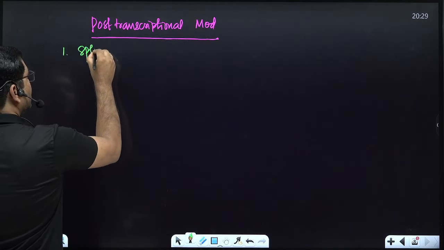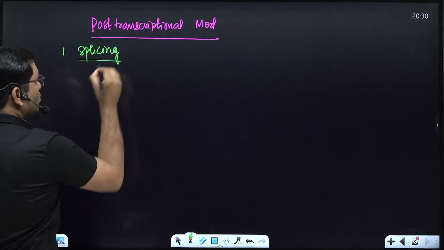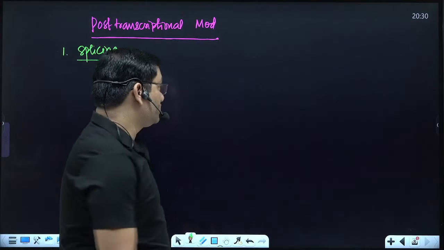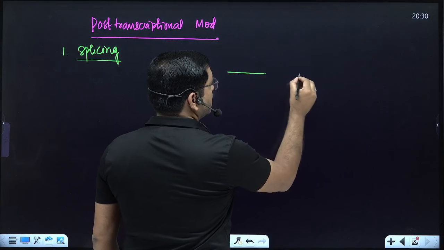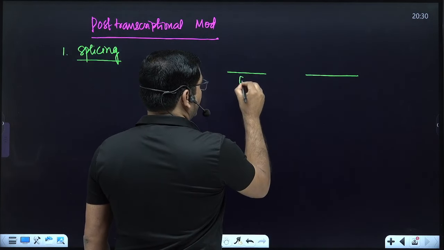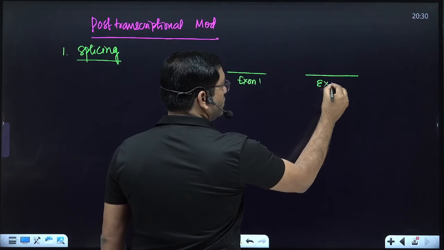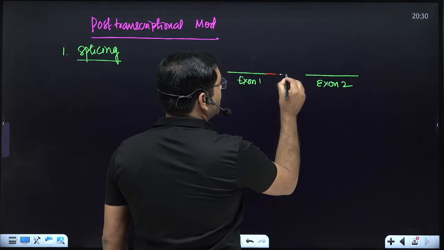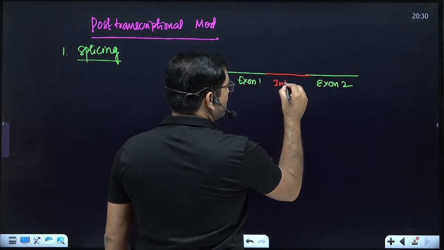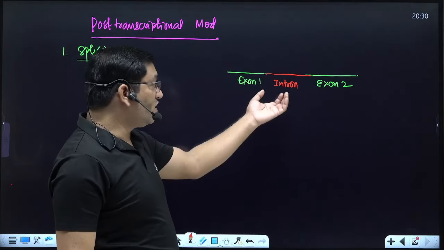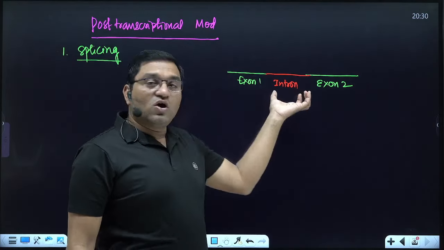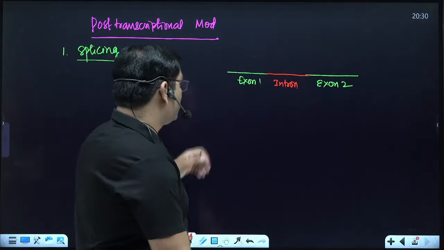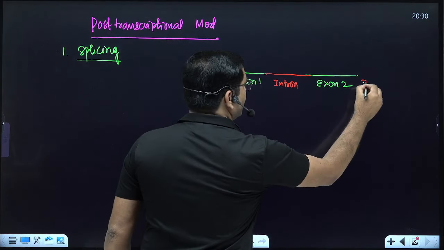What is the meaning of splicing? It means exons are joined together and introns are removed. Suppose this is exon 1, this is exon 2. These are the coding regions on the mRNA, and this is the intron. Intron means non-coding region or intervening sequences. Introns are too long, while exons are short coding sequences on the mRNA. This is the 5 prime end, this is the 3 prime end.